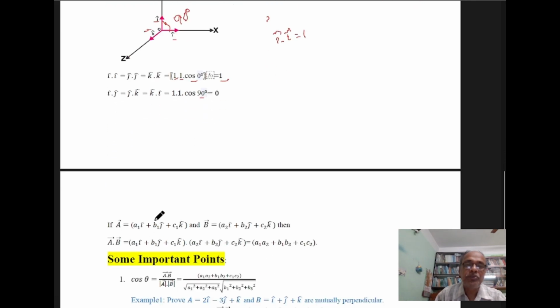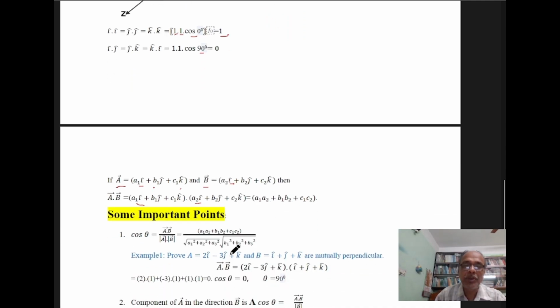Suppose A1, B1, C1 are the components of vector A along the x axis, y axis and z axis, and similarly A2, B2, C2 are the components of vector B along x, y, z respectively. Then A dot B, here you see we are getting only the product of a unit vector with itself equal to 1, otherwise all are 0. So obviously these products will be there. That means the product will be A1 A2 plus B1 B2 plus C1 C2.